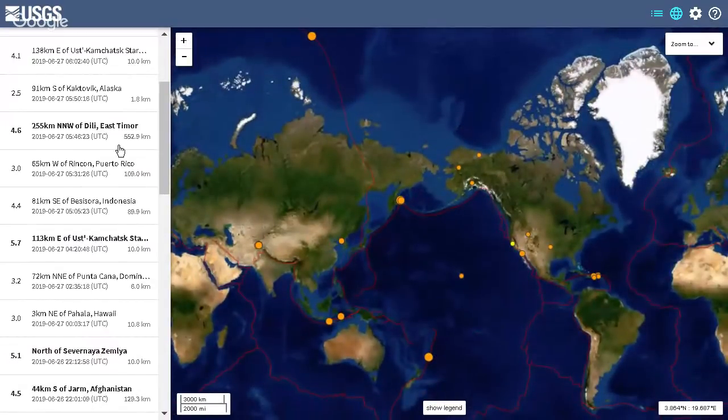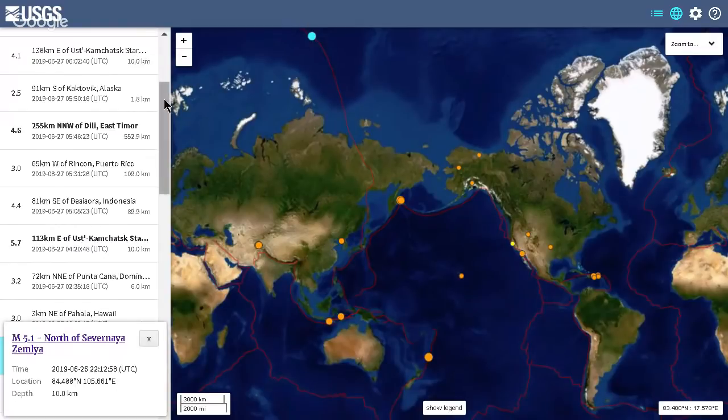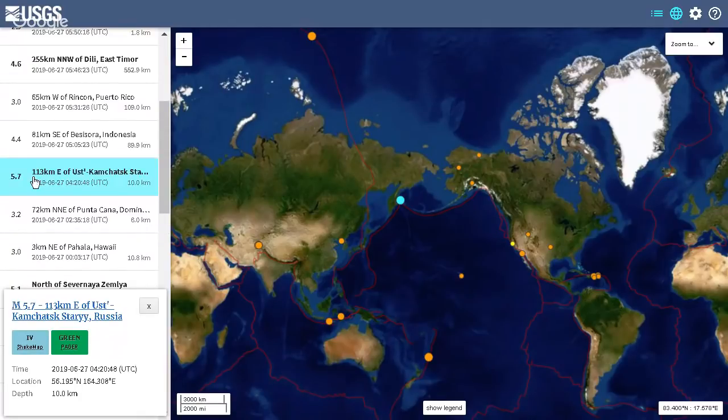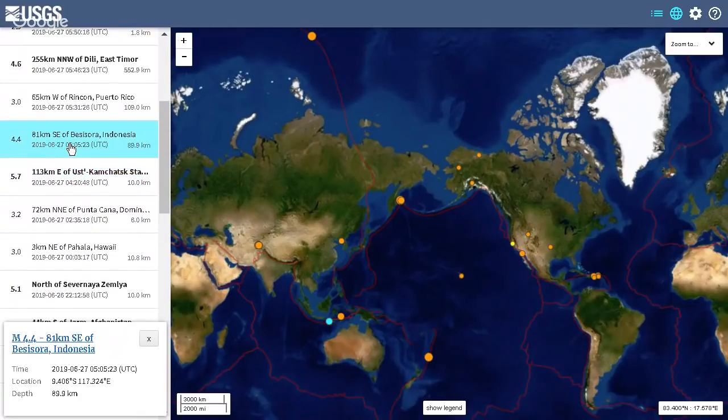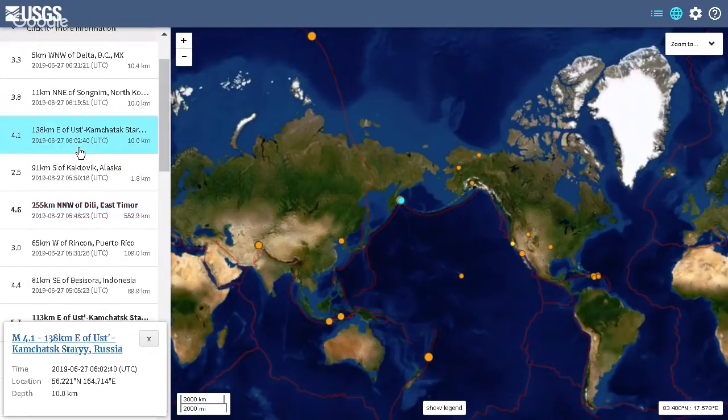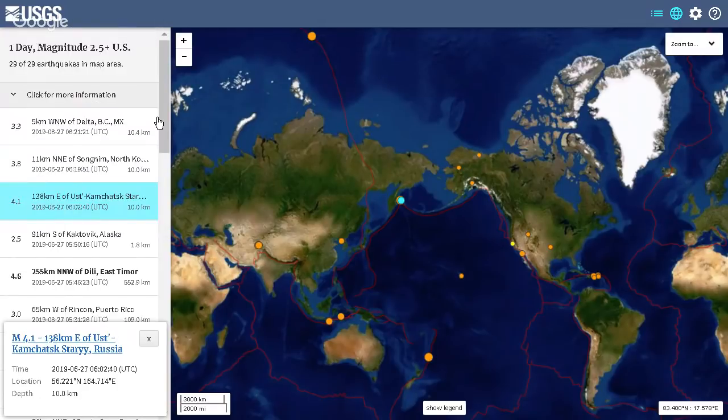Usually not even seen on the map. .7 off of Kamchatka. Pager says green. Here's a 4.4 at Indonesia at 90 kilometers depth. 4.6 at East Timor. 4.1 at the same location there off the east coast of Kamchatka.